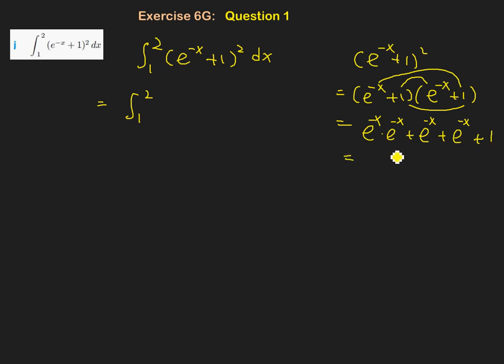Now by law of indices, we add the two exponents, so e to the power negative 2x plus 2e negative x plus 1. They are the same, so I can write them as 2. It's like 1 apple, 2 apples, so that means we have 2 apples. And so I got this now.